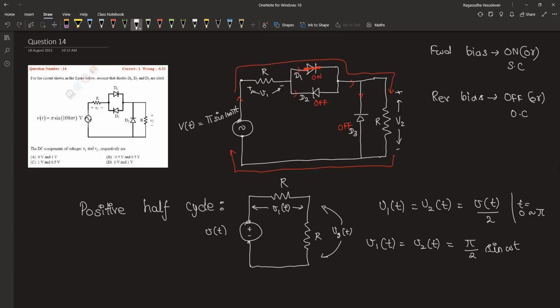It is given that it is pi sin 100 pi t. For time being, let us have this to be as omega t. Later on, if required, we will substitute the value of angular frequency as 100 pi.